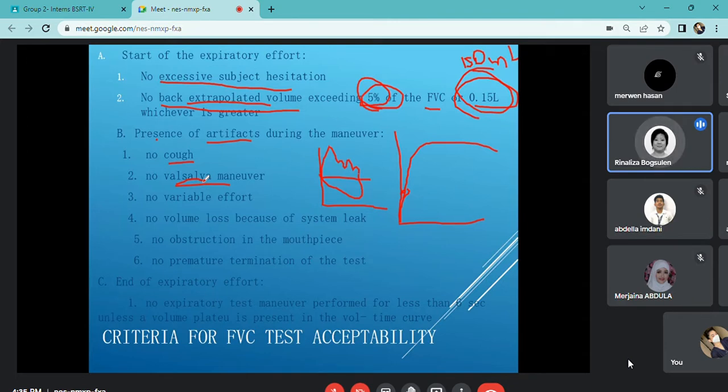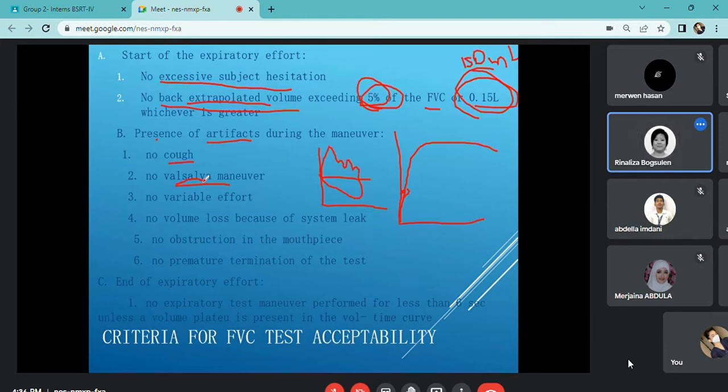What else? No volume loss because of your system leak. What is the itsura naman? If this is your exhalation portion, blow, bigla siyang nagkagan ganyan. Okay, supposed to be smooth flowing yan, tapos hanggang gaganon siya. Pero kung biglang naputol, that is system leak.